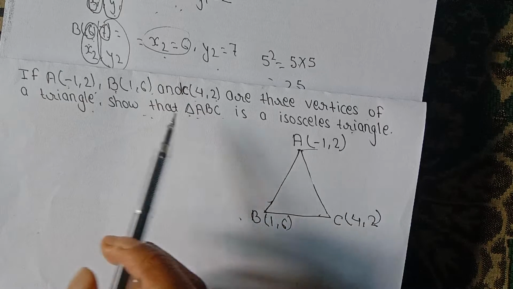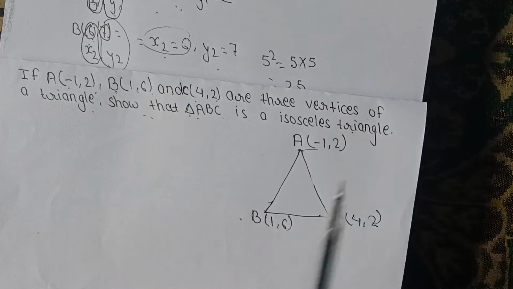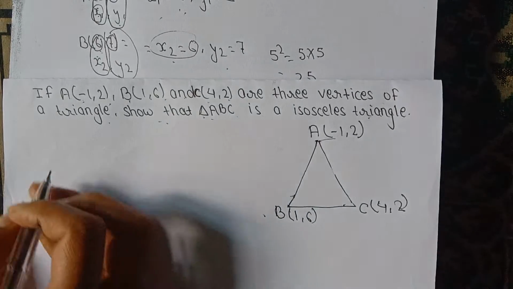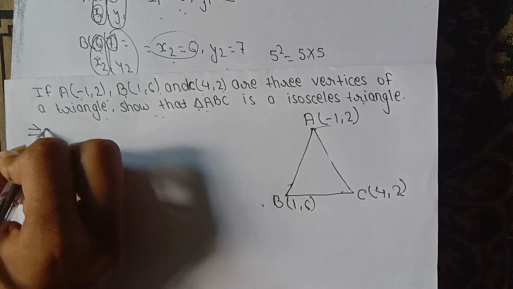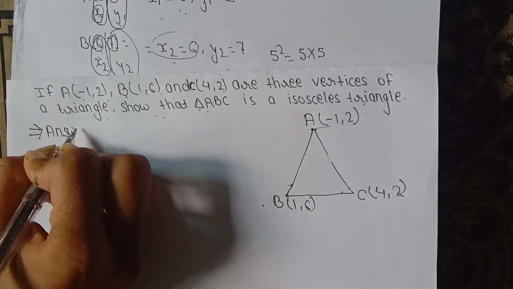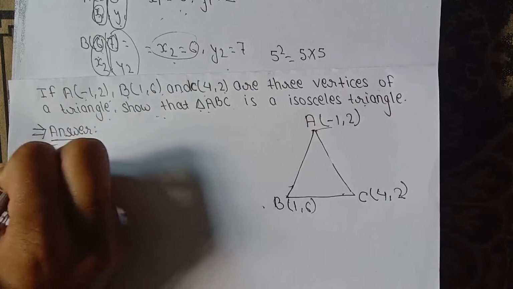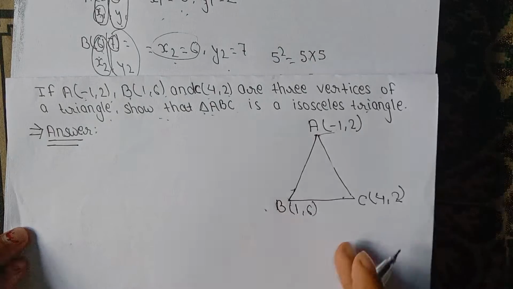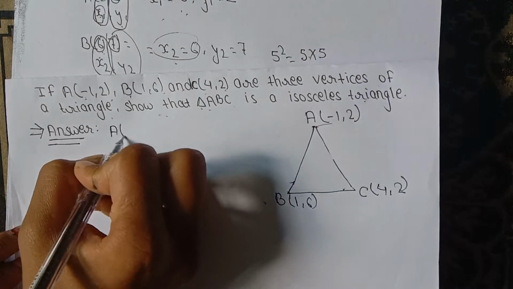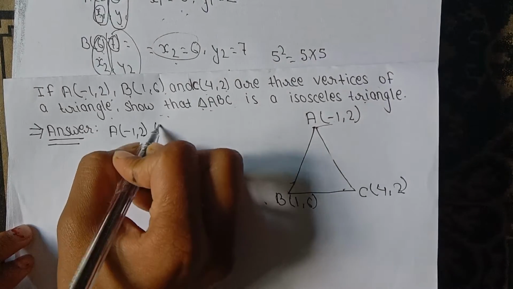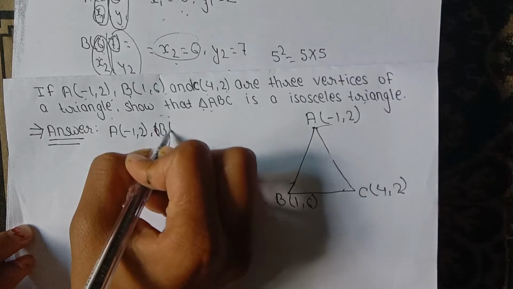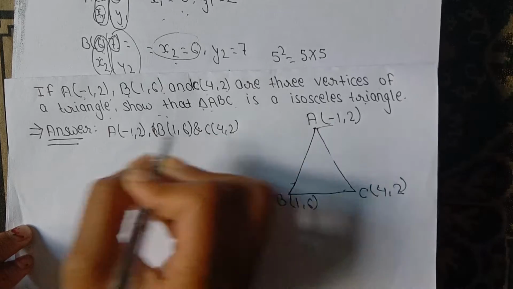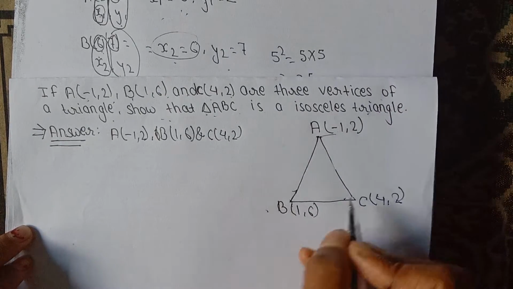Now look at here. We have to express this triangle ABC is an isosceles triangle. But how? So look at here, I'm going to solve this example. Answer. First, the vertices of triangle ABC are A comma minus 1 here, B is 1 comma 6, and C is 4 comma 2. These all are vertices of triangle ABC.